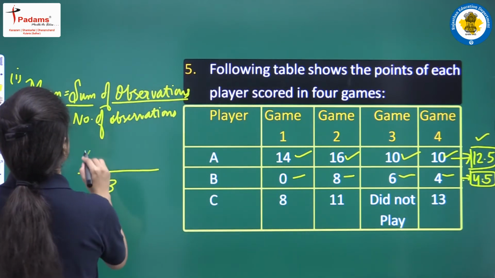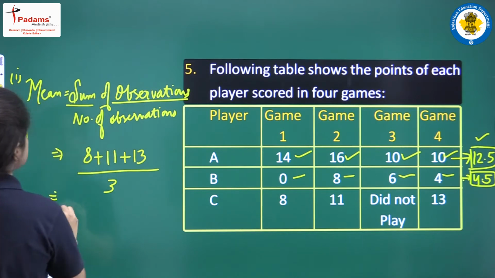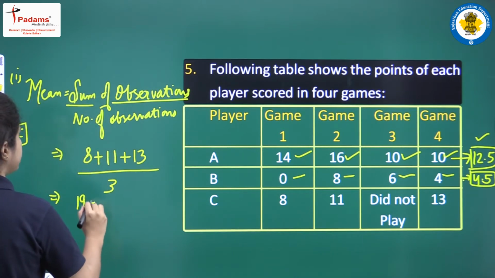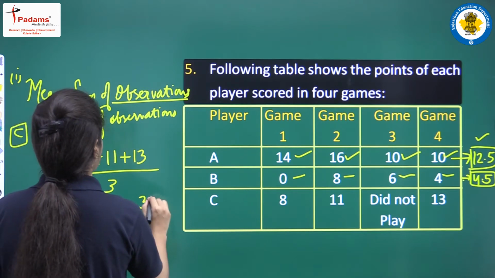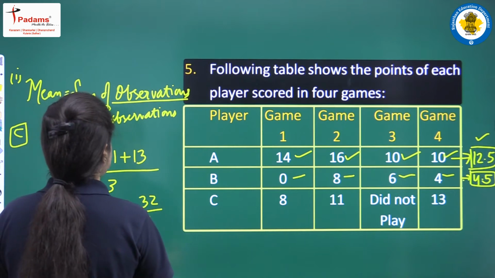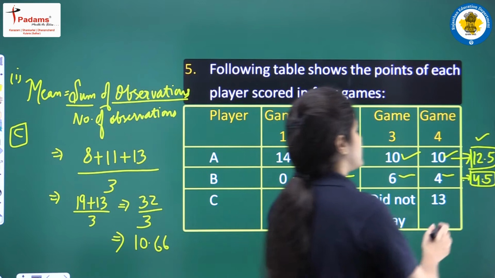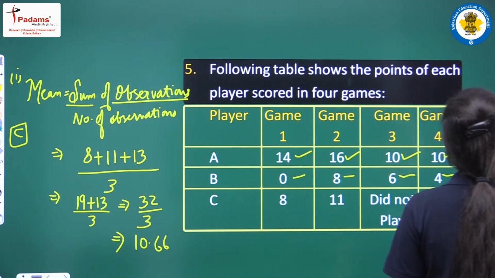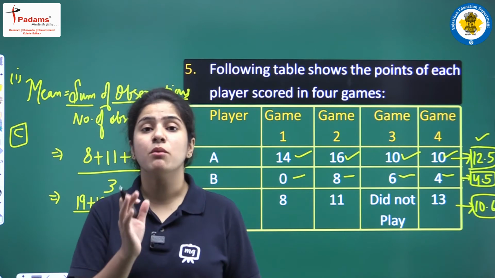Okay, students, 8 plus 11 plus 13. 8 plus 11 is equal to 19. 19 plus 13 upon 3 is 32 upon 3. Okay, students, so this is 10.66, approximately that. So clearly, students, you can see that the average score of player A is the highest.